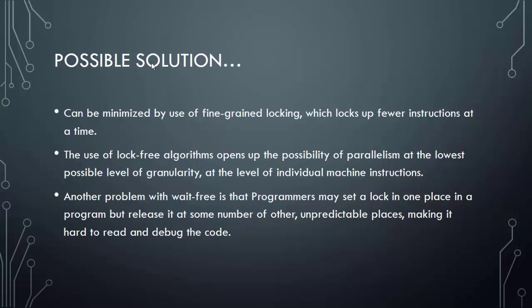The possible solution can be minimized. This problem can be minimized by use of fine-grained locking, which locks off fewer instructions at a time. Yet the use of lock-free algorithms opens up the possibility of parallelism at the lowest possible level of granularity, at the level of individual machine instructions. Programmers may set a lock in one place in a program but release it at some number of other unpredictable places, making it harder to write and debug the code.